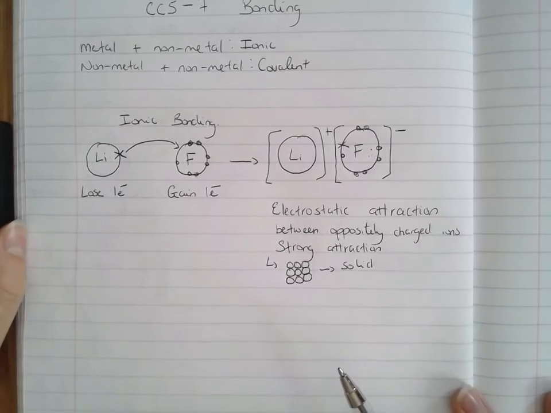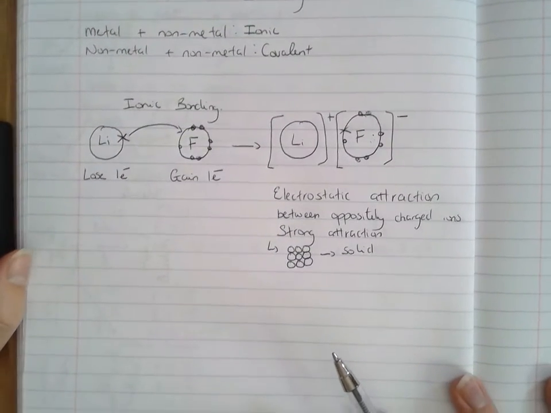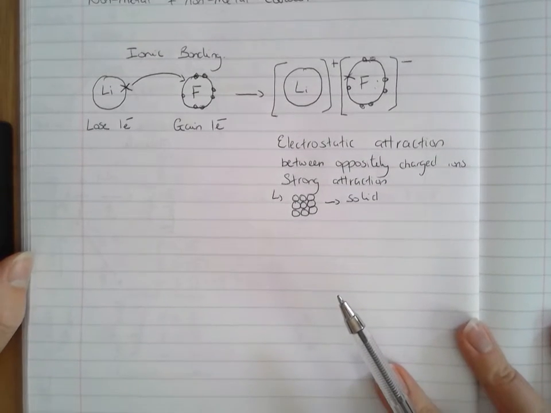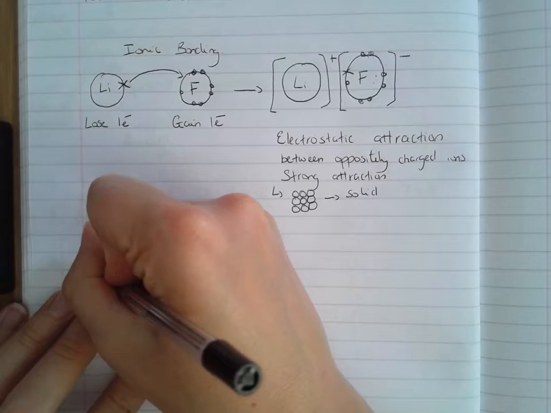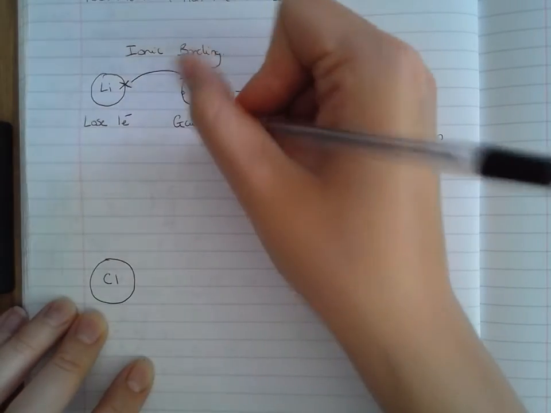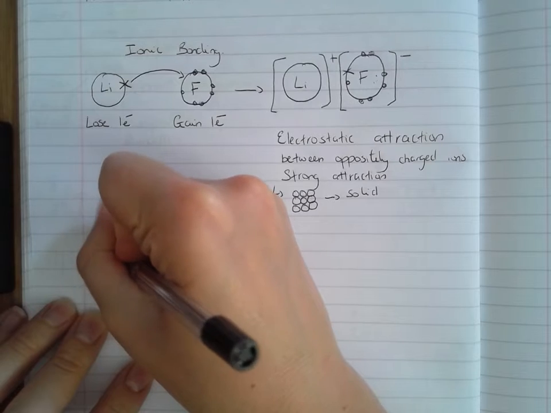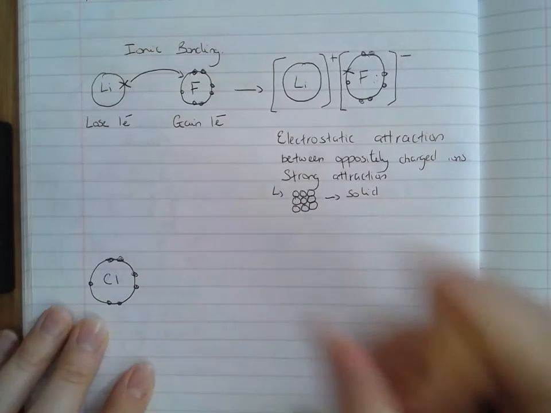Okay, I'm going to look at the other type of bonding now. I'm going to look at covalent bonding between two nonmetals. So I'm going to use chlorine as an example of a nonmetal. Chlorine is in group 7, just like fluorine. So just like fluorine, I'm going to draw 7 electrons in the outer shell. Okay?